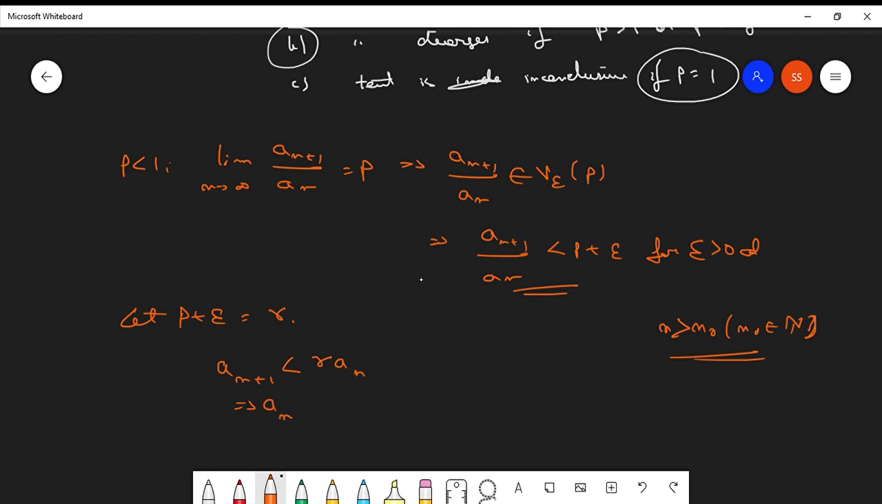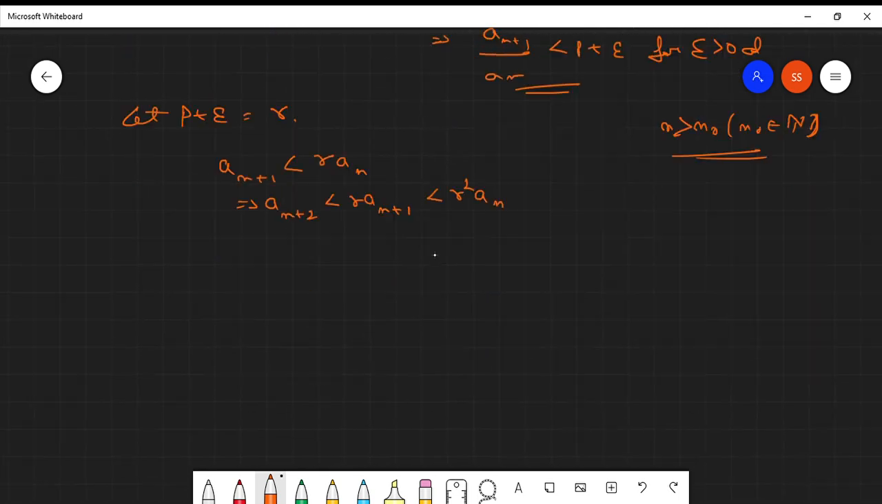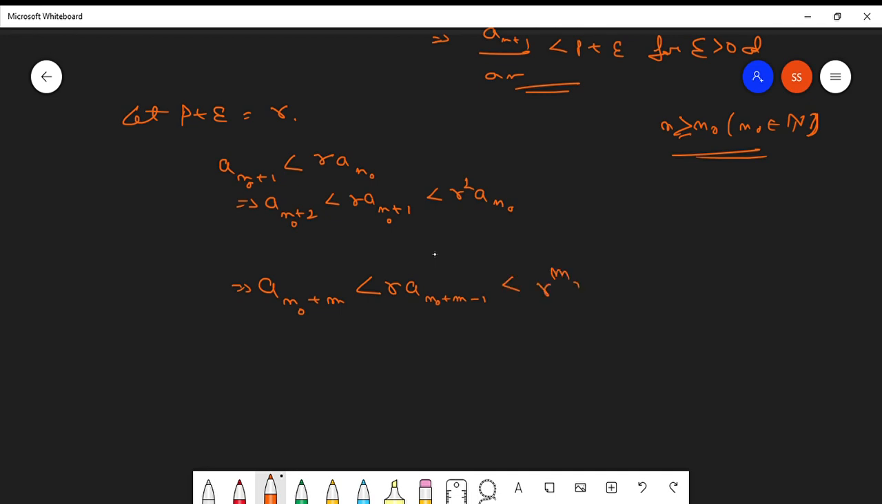This implies a_{n+2} is less than r a_{n+1}, which is further less than r² a_n. In this way we can keep on continuing, and we can say that a_{n+m}, or let's do one thing. Since this happens for n greater than or equal to n₀, we take this n as n₀ itself. So a_{n₀+m} is less than r a_{n₀+m-1}, which is less than r^m a_{n₀}.